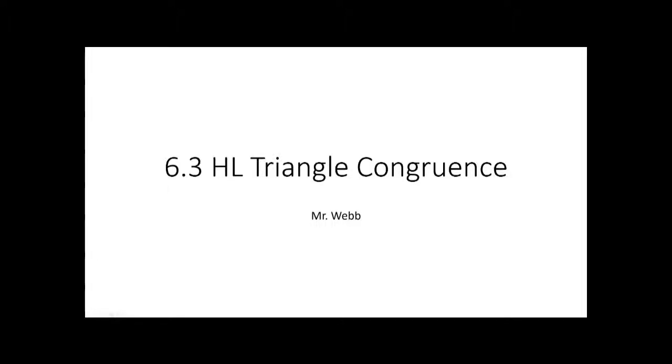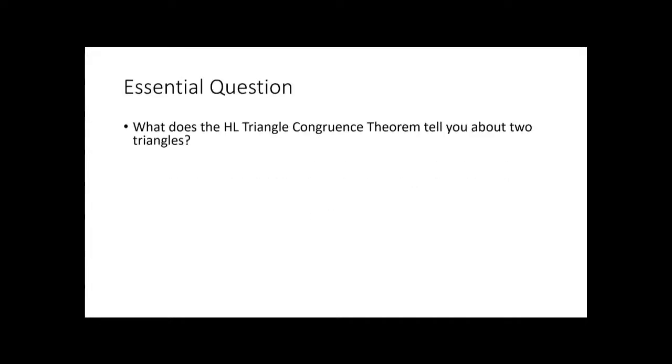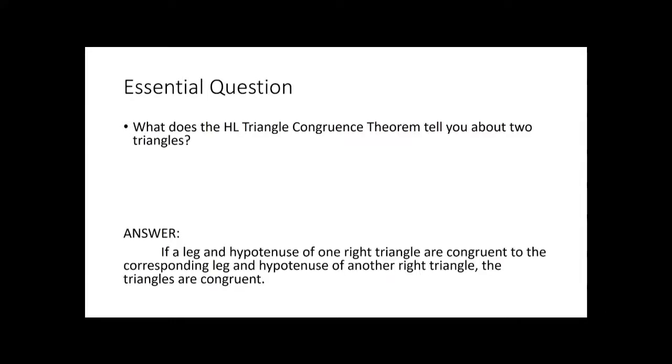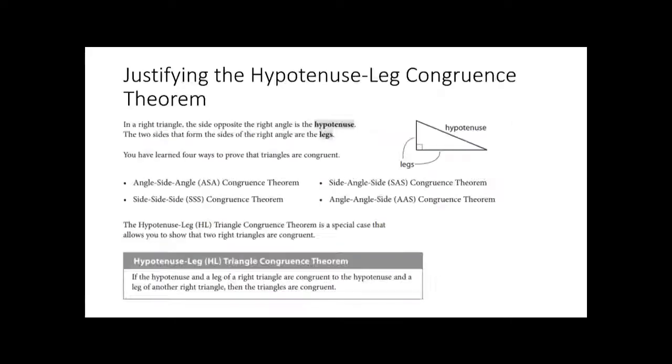So this is for module 6.3, hypotenuse leg triangle congruence. The essential question is, what does the hypotenuse leg triangle congruence theorem tell you about two triangles? The shortest answer is basically if a leg and hypotenuse of one right triangle are congruent to the corresponding leg and hypotenuse of another right triangle, the two triangles are going to be congruent.